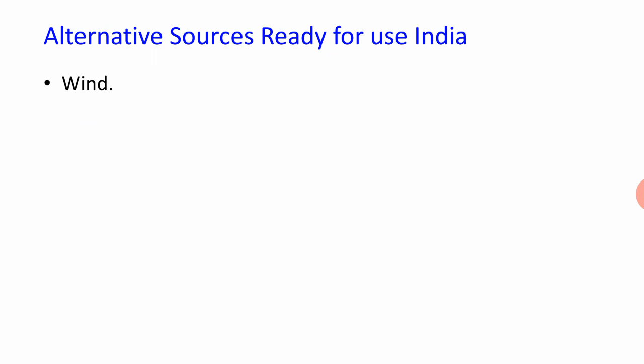The best example is Suzlon, widely used in Tamil Nadu as well as in Gujarat. They have started cultivating this. Next, solar, which is thermal or photovoltaic. So the second alternative is solar. They are using photovoltaic cells to convert sunlight, that heat energy, into electrical energy. And the thermal type we use for heating water.